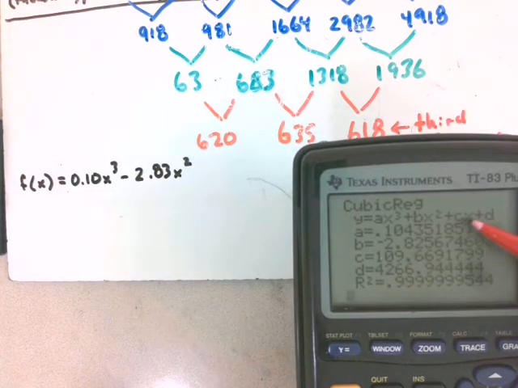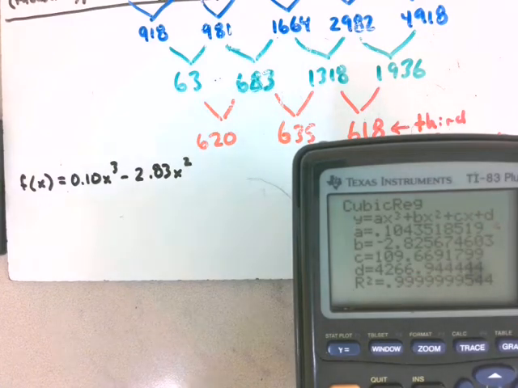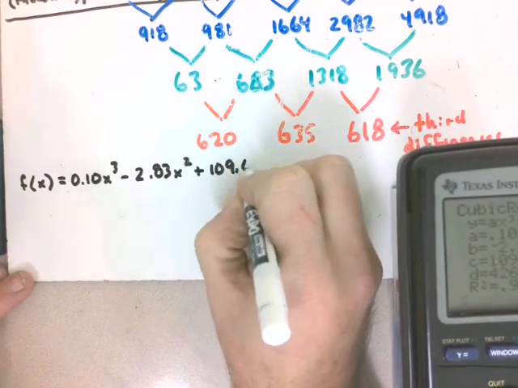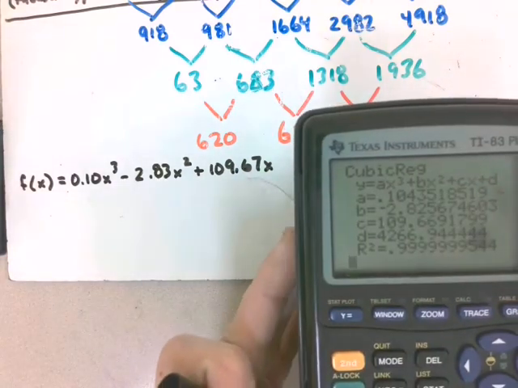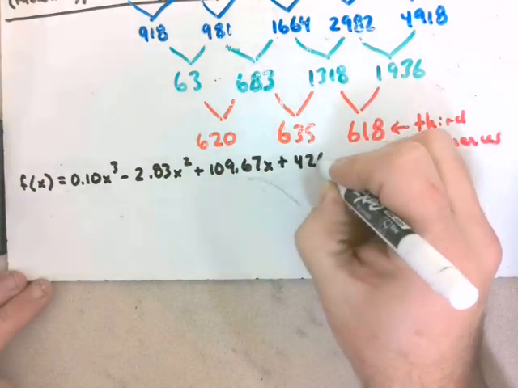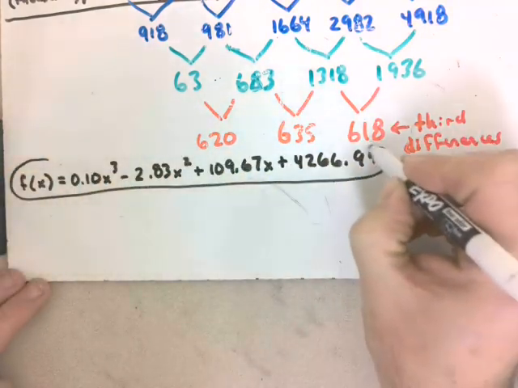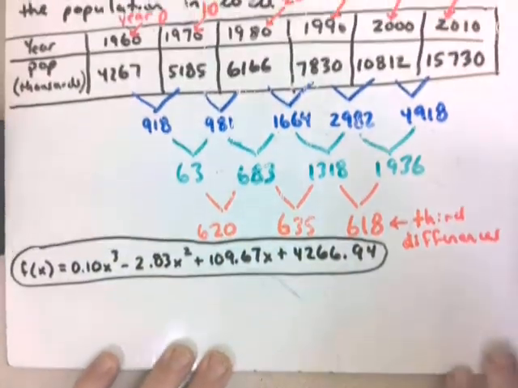The next term is a plus cx, and c is 109.67, rounded to 2 decimal places. And then finally on the end we have just our constant term d, which is a pretty big number this time, 4266.94. This equation right here is a cubic polynomial that represents the data pretty well.